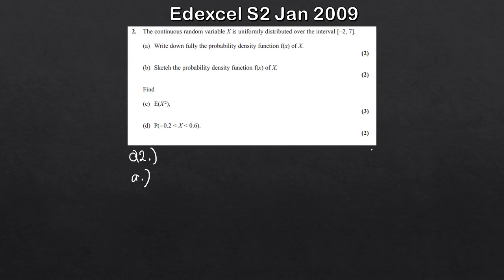So the first thing to consider is the interval. So -2 and 7. For this question, I've considered doing them both together, part A and B. They do go quite nicely together. So what I'm going to do first is my sketch. It doesn't have to be amazing, it is just a sketch. But at least use a ruler in your exam, don't do what I'm doing here.